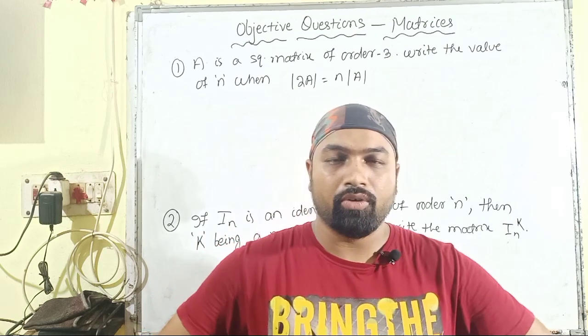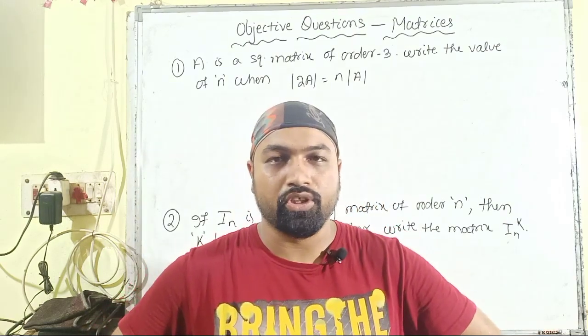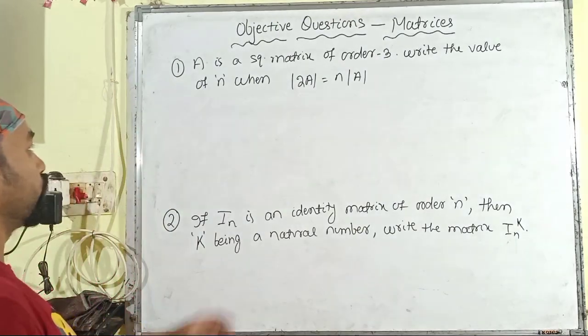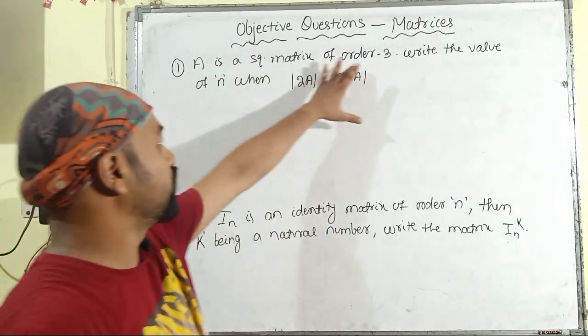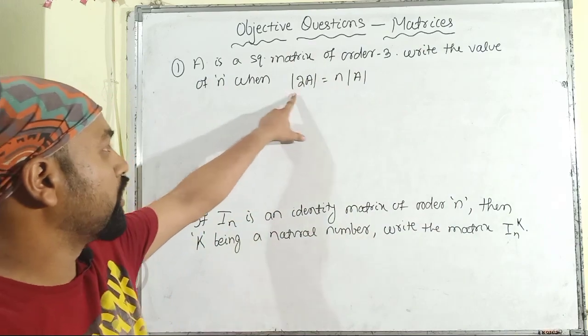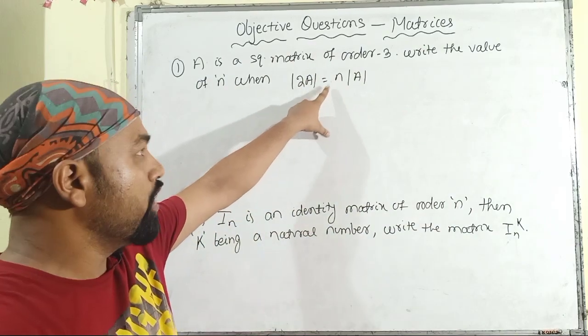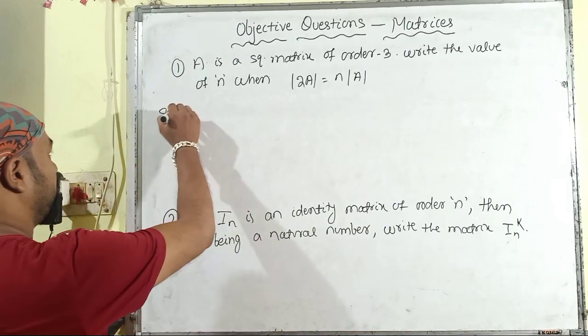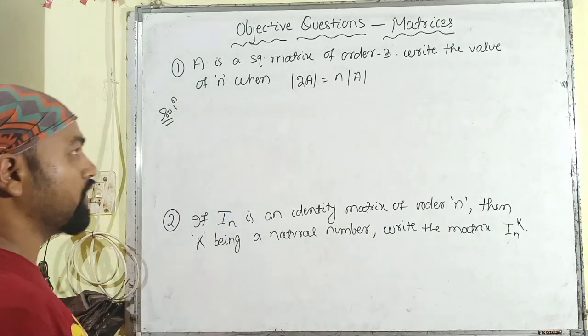In this particular session we are going to discuss the objective questions of the chapter matrices. Here is the first question: if A is a square matrix of order 3, then what is the value of n when the determinant of 2A is equal to n multiplied with the determinant of A? Before going to the solution of this problem, first of all let us write down the fundamental behind this problem.